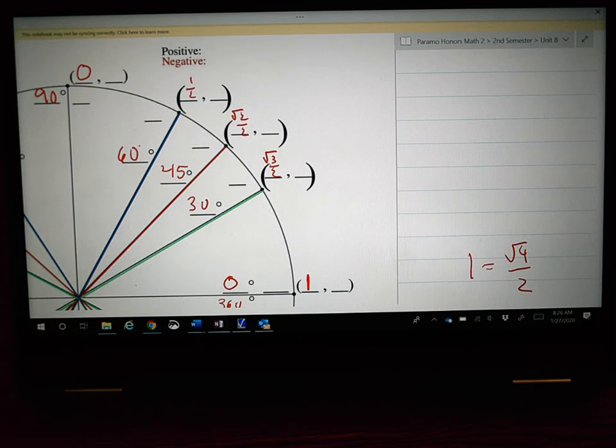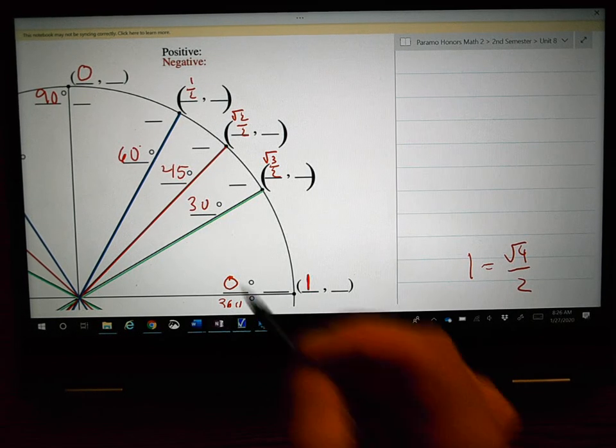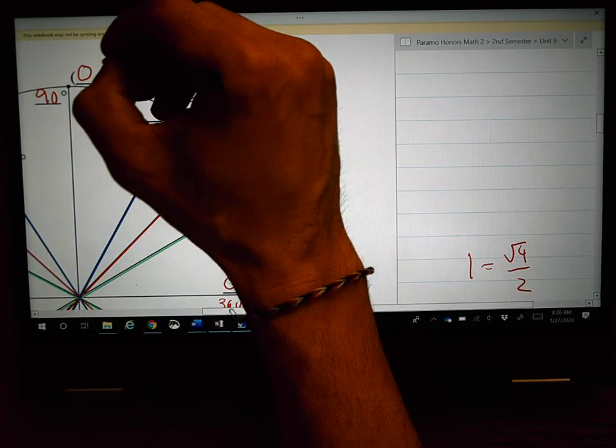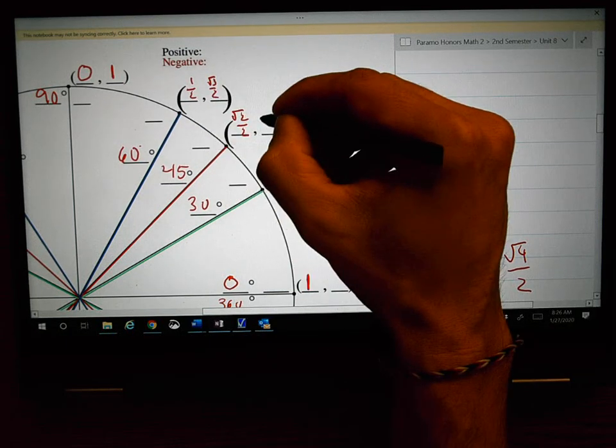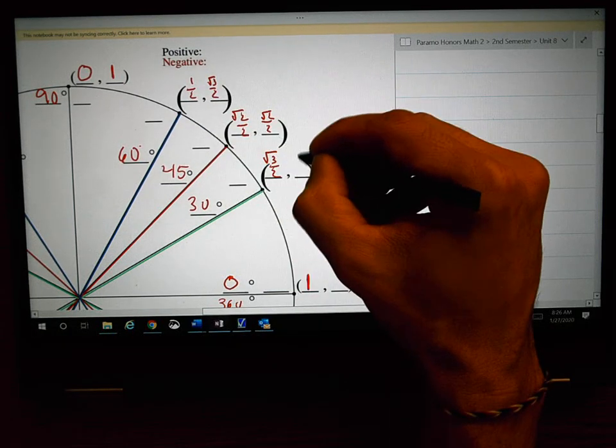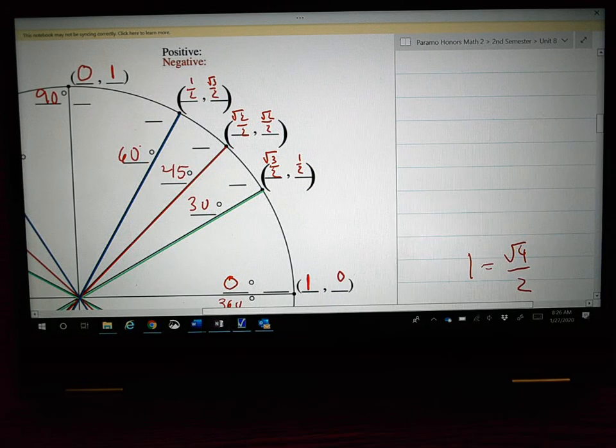Now, the pattern is the exact same thing with your sines, except I like to start at the 90. Root 4 over 2 simplifies. Root 3 over 2. Root 2 over 2. Root 1 over 2. Root 0 over 2. And I have all 5 coordinates in quadrant 1. If you haven't written those down yet, please write them down.